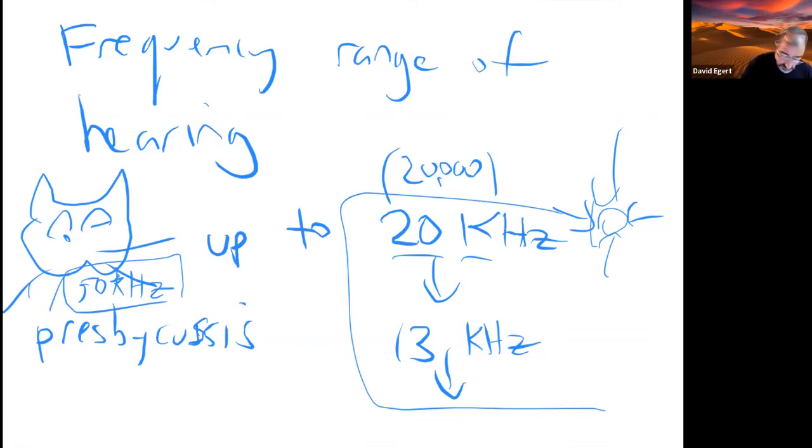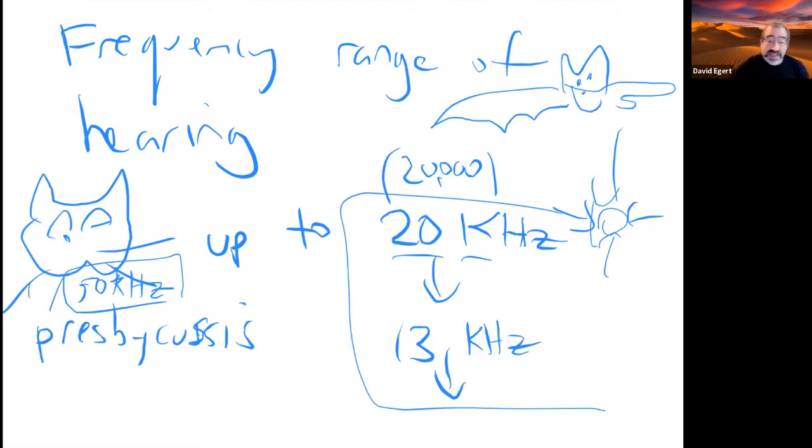And bats can hear up to 100,000 hertz, 100 kilohertz, for their echolocation and stuff. So different animals can hear very different maximal frequencies.